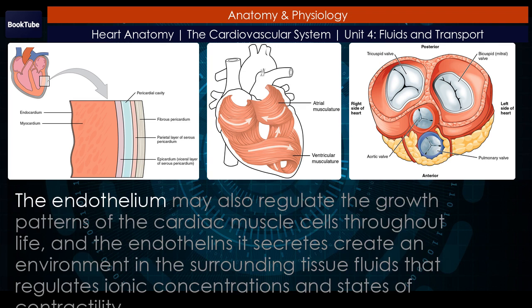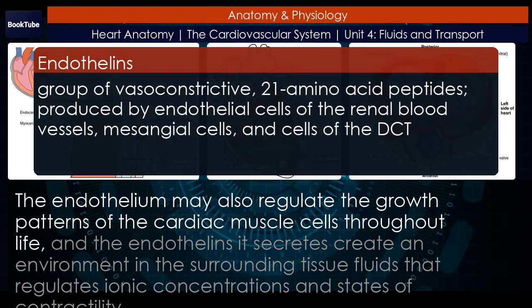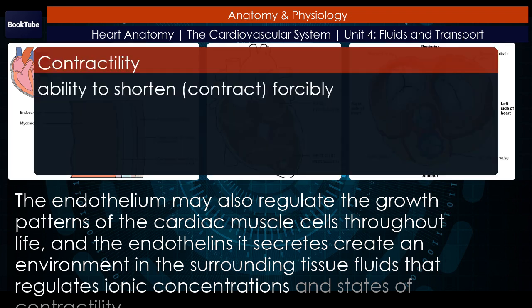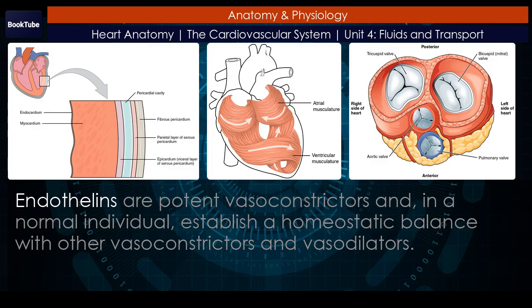The endothelium may also regulate the growth patterns of the cardiac muscle cells throughout life. And the endothelins it secretes create an environment in the surrounding tissue fluids that regulates ionic concentrations and states of contractility. Endothelins are potent vasoconstrictors and, in a normal individual, establish a homeostatic balance with other vasoconstrictors and vasodilators.